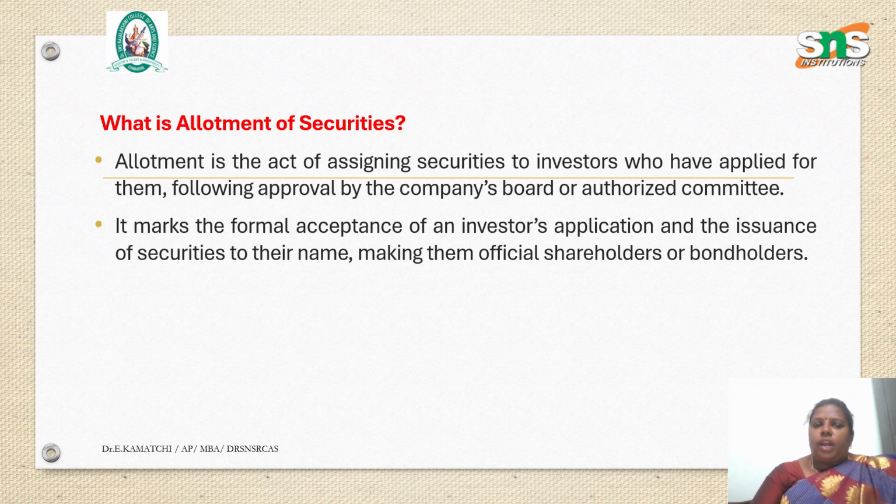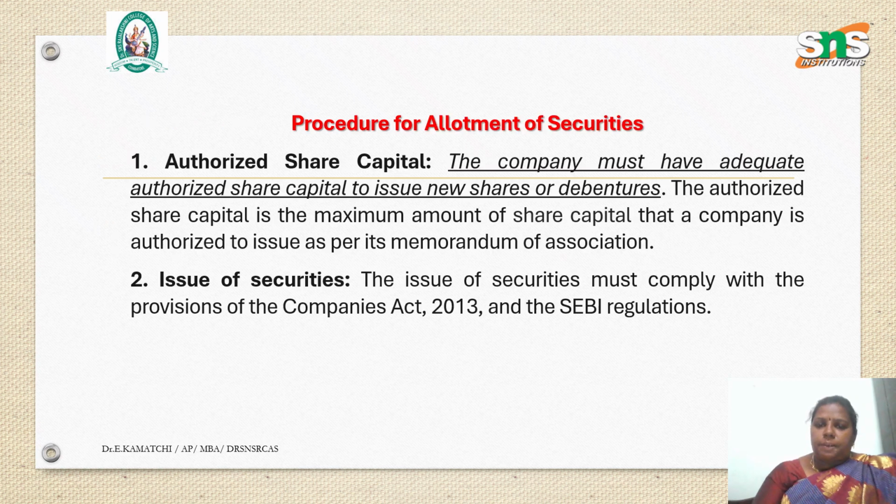What is allotment of securities? Allotment is an act of assigning securities to investors who have applied for them, following approval by the company's board or authorized committee. It marks the formal acceptance of an investor's application and the issuance of securities in their name, making them official shareholders and bondholders.